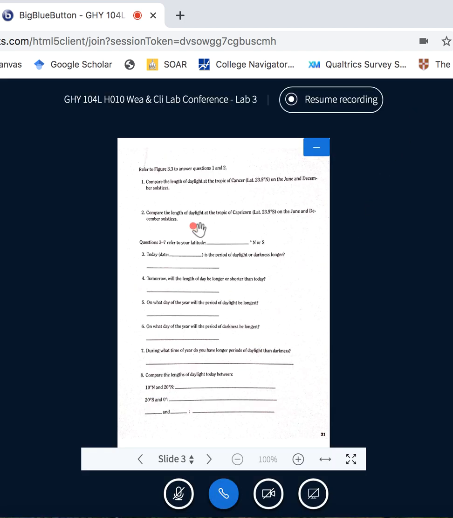Alright, so number 1, it says compare the length of daylight at the Tropic of Cancer, which is latitude 23.5 degrees north, on the June and December solstices. So above June, write 20th to 21st, and then December solstice, and write the date for that. So it's saying compare the length of daylight at the Tropic of Cancer on June and December solstice. So this is like a multi-part question.